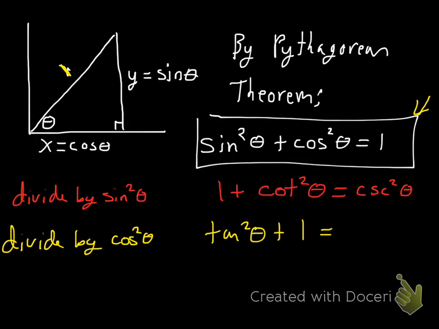Cosine squared divided by cosine squared is 1, and then 1 divided by cosine squared is the secant squared. So these are helpful things to know, but if you can just remember the first one, then you can easily get the other ones. All right.